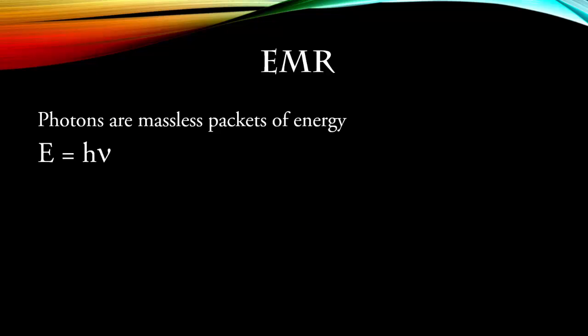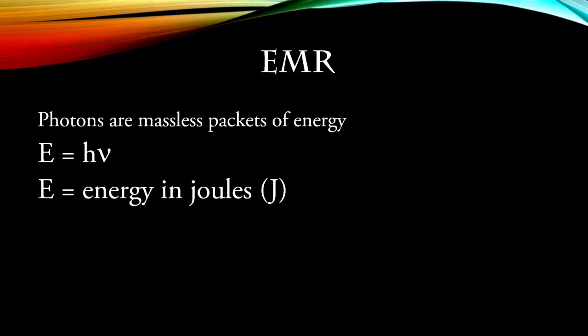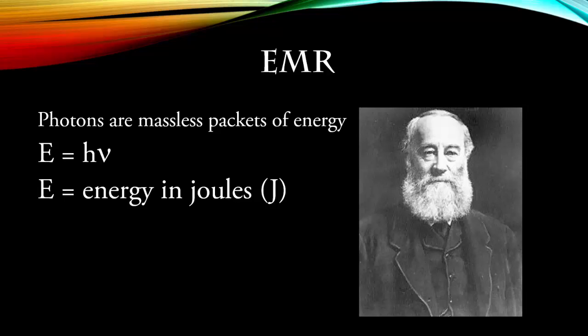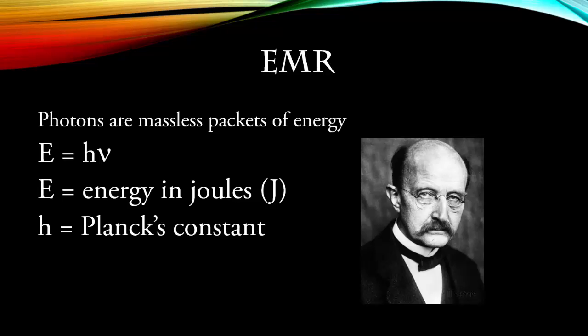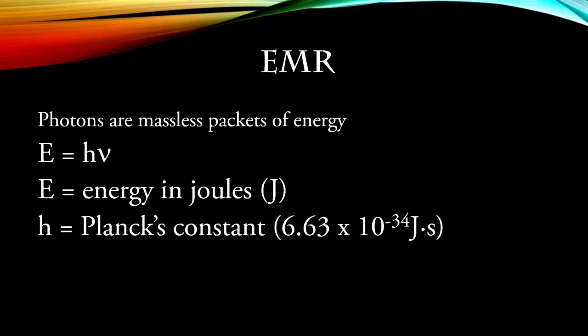And the equation that's used is E equals h nu, where E is equal to the energy in joules. Joules is named after James Joule, a Scotch whiskey maker in the 1800s. H is Planck's constant, named after Max Planck, a physicist in Germany in the early 1900s. And Planck's constant is 6.63 times 10 to the minus 34th joules times second. And this is a constant, so it never varies.